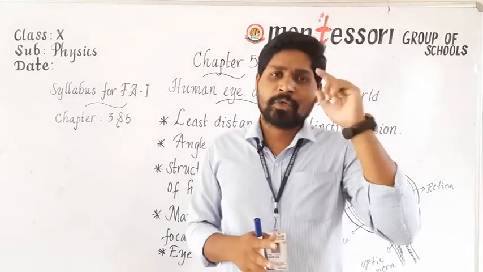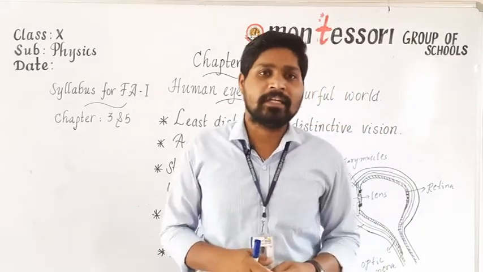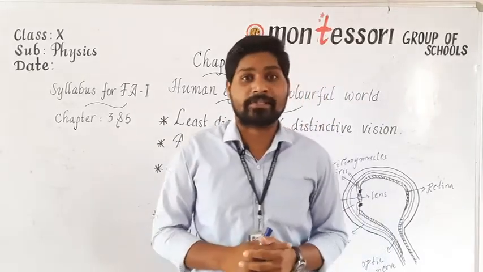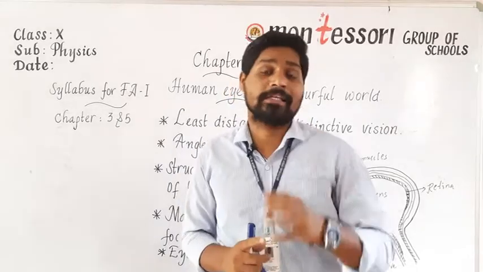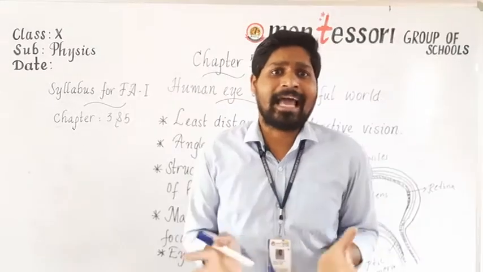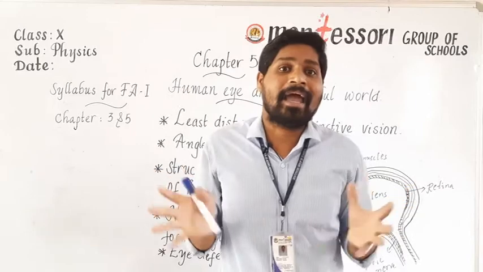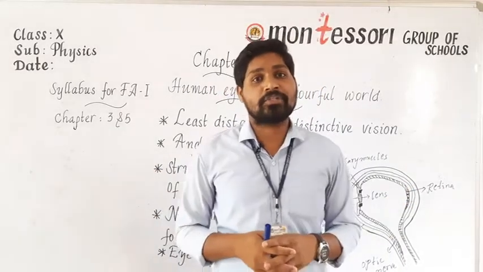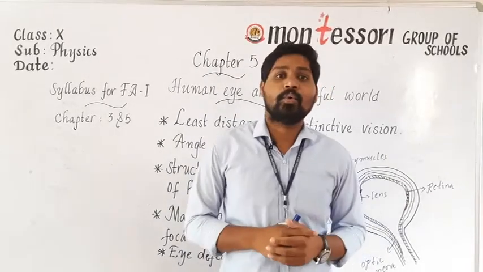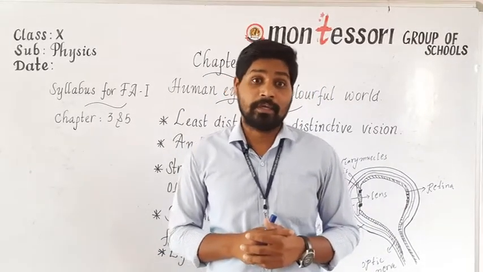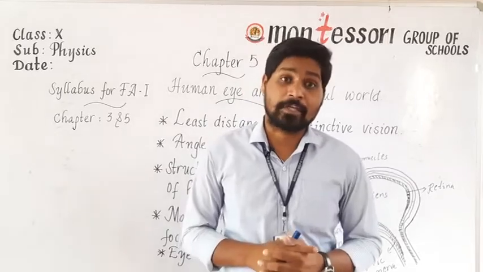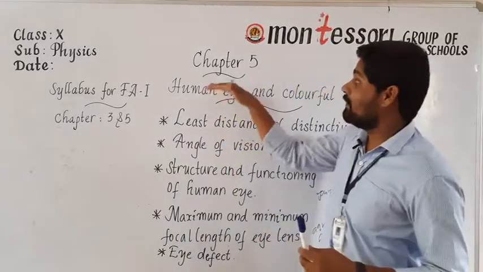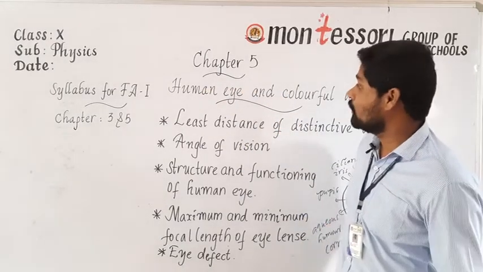Whenever you question yourself, then definitely you can learn the subject, especially physical science. You have to question yourself: why are these things happening? What is the reason behind this? If you can get answers to these questions, definitely you can learn in an effective way. So now we are entering the fifth chapter, Human Eye and Colorful World.